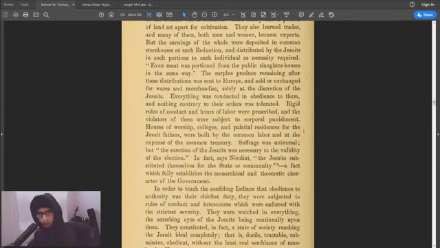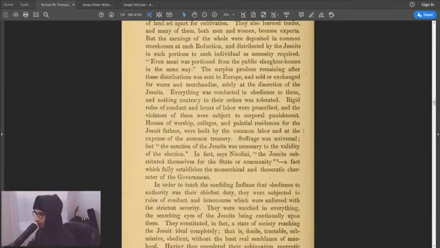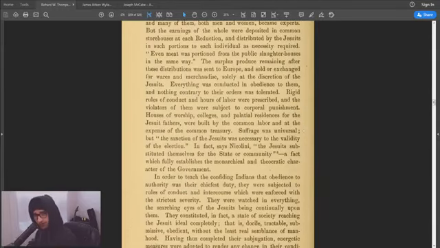In order to teach the confining Indians that obedience to authority was the chiefest duty, they were subjected to rules of conduct and intercourse, which were enforced with the strictest severity. They were watched in everything, the searching eyes of the Jesuits being continually upon them. They constituted, in fact, a state of society reaching the Jesuit ideal completely. That is docile, tractable, submissive, obedient, without the least resemblance of a manhood.